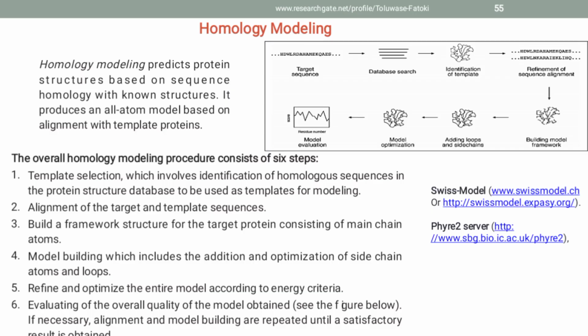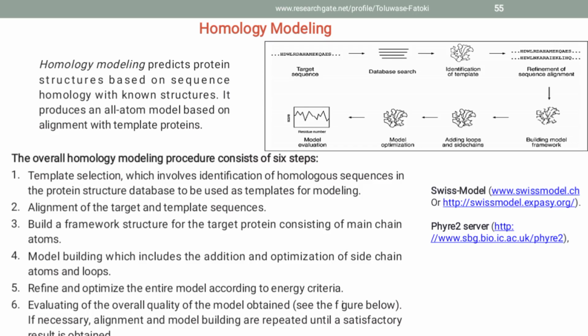Okay, the alignment will be done between your own sequence and the sequence of that particular template structure. Then number three, the homology algorithm will build a framework structure on the target protein consisting of the main chain atoms. Then number four, model building also includes addition and optimization of side chains, loops and atoms.